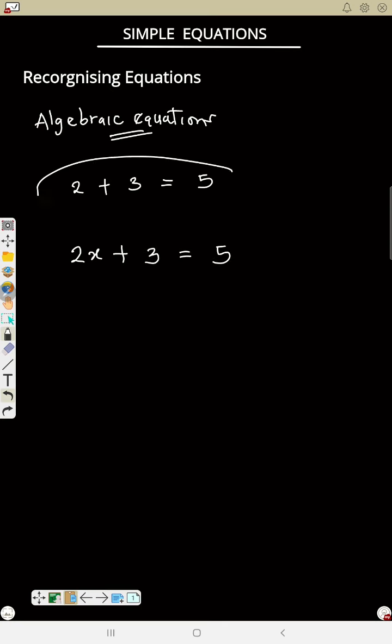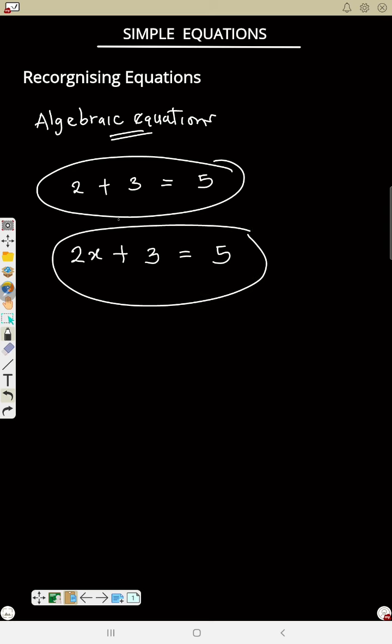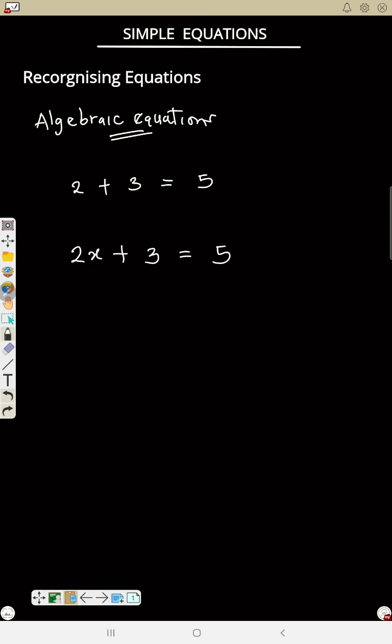If you look at the 2, you will see it's similar, but the difference is that I'm now adding x here. So if you look at the 2, so this is arithmetic equation. Why this? This is algebraic equation.